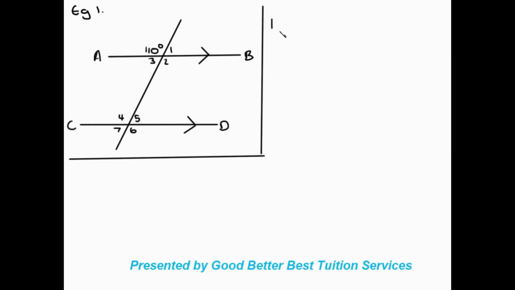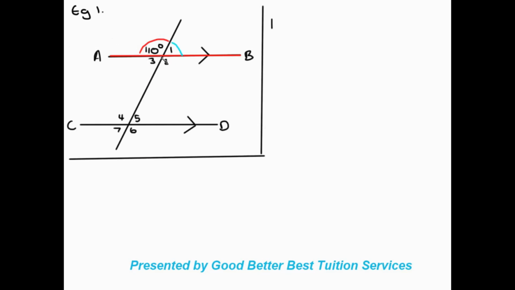We try and solve for 1. You can see here that we have 110 degrees. So let's look at this as a straight line. We have a straight line running here, right? And we have 110 degrees on the one side. As we can see, 1 is on the other side.